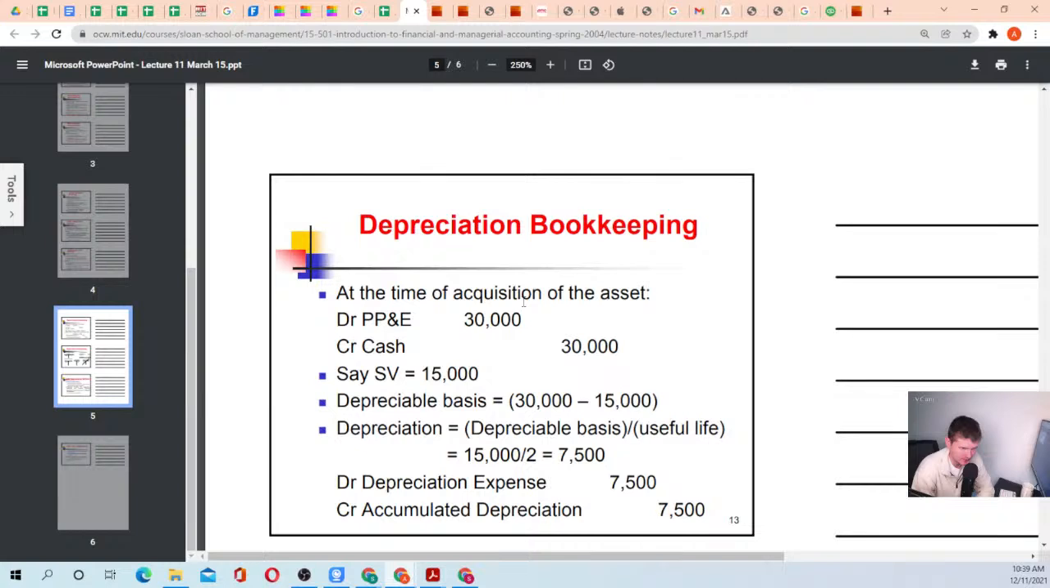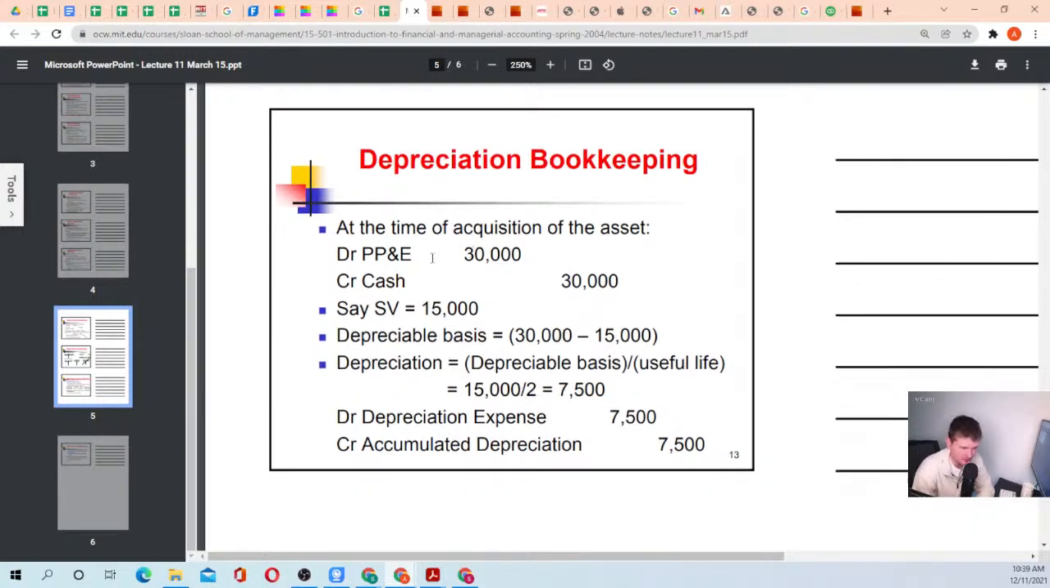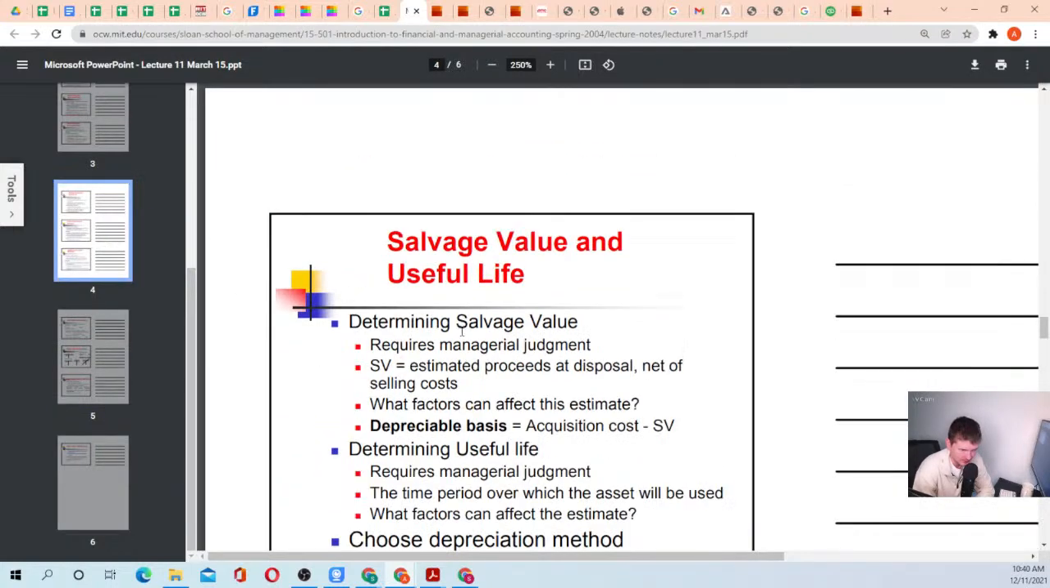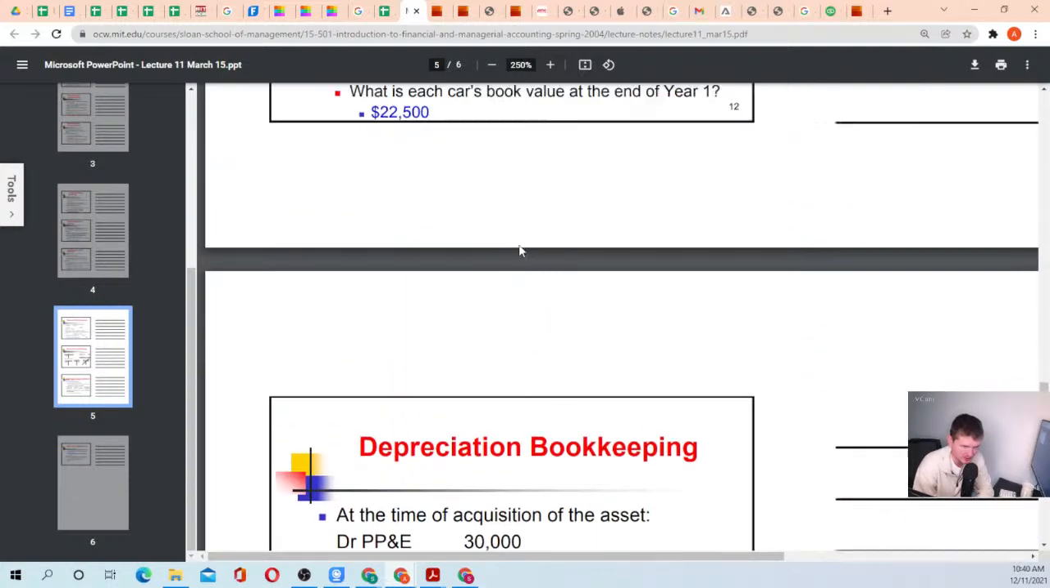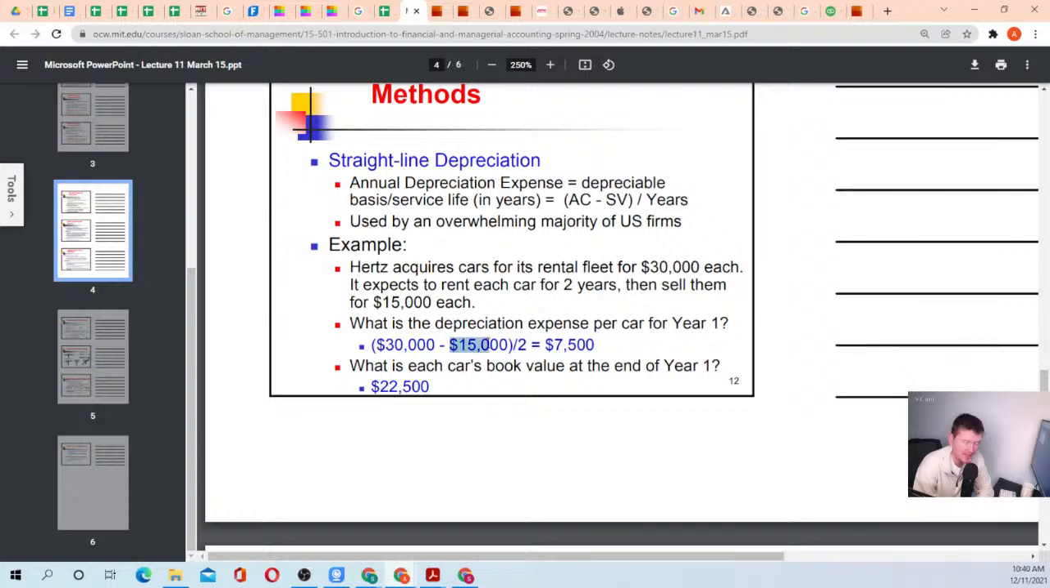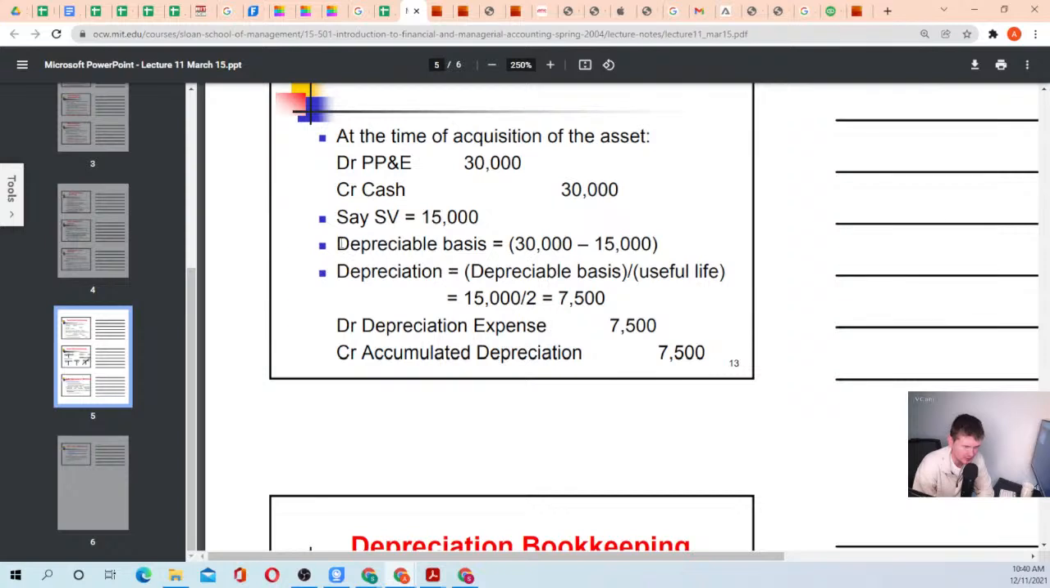Okay, let's scroll down. So depreciation bookkeeping at the time of acquisition. That's basically what we have just done. SV, salvage value. Yeah, I forgot the term. Salvage value, which can be residual value, or you can find a few definitions. In the case of Hertz, when they sell the cars, they expect to sell each car for 15,000. That is the salvage value. So you calculate the depreciable basis. You calculate depreciation as the depreciation basis divided by useful life.